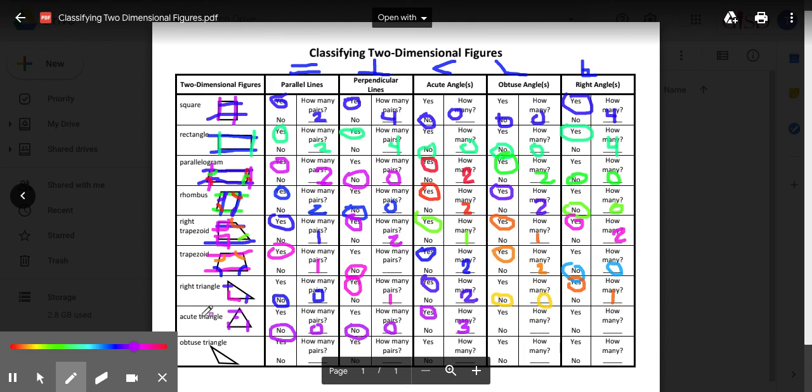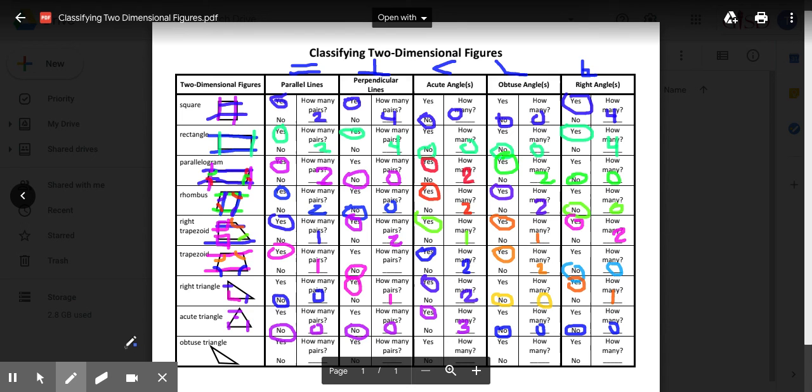Your next question asks you if you have any obtuse angles. If you have 3 acute angles in your triangle, you cannot have any obtuse angles, so your answer is no with 0. The last question for this shape asks if you have any right angles. Again, if you have 3 acute angles on a triangle, you cannot have any right angles. The answer is no and 0.